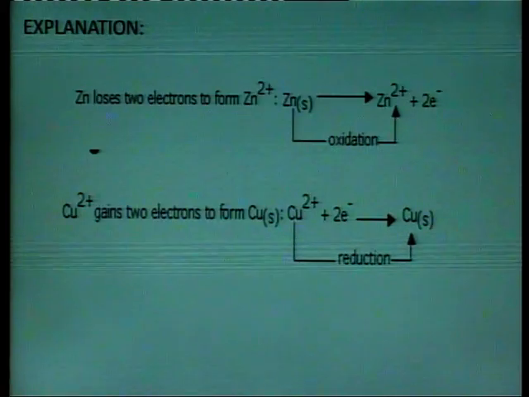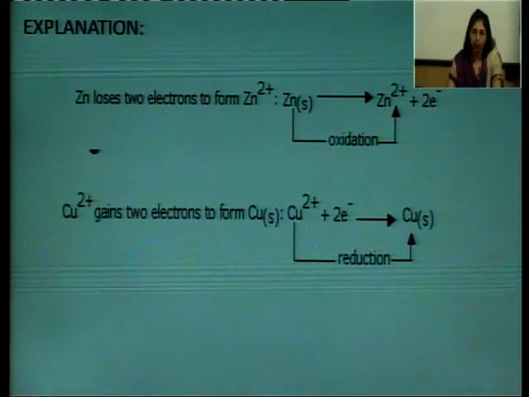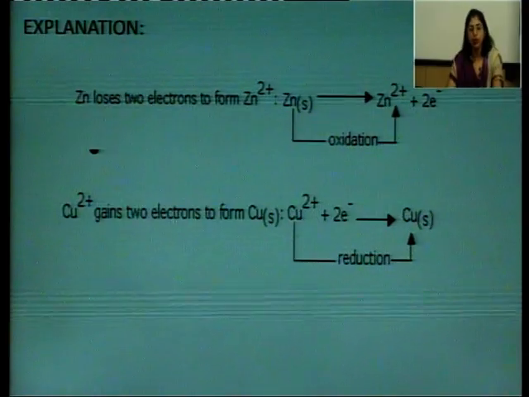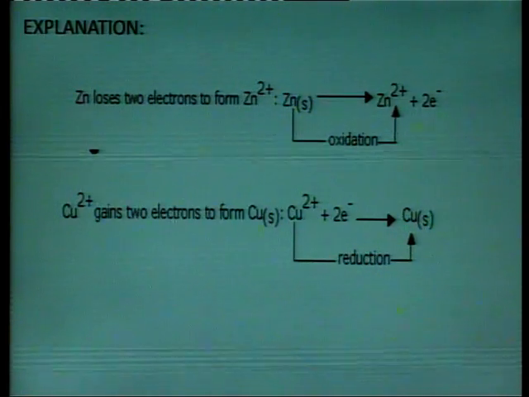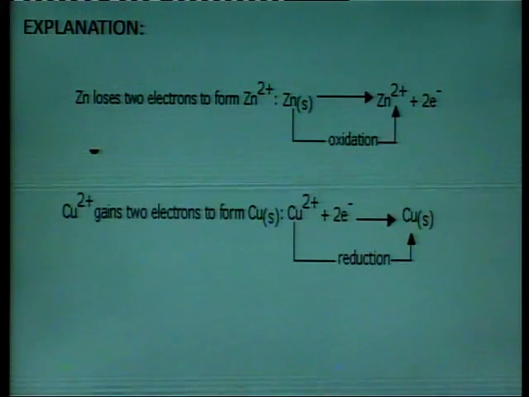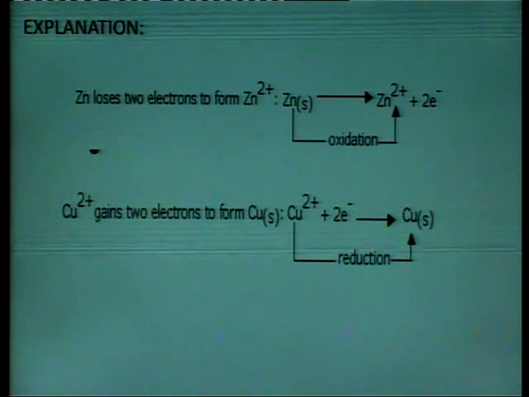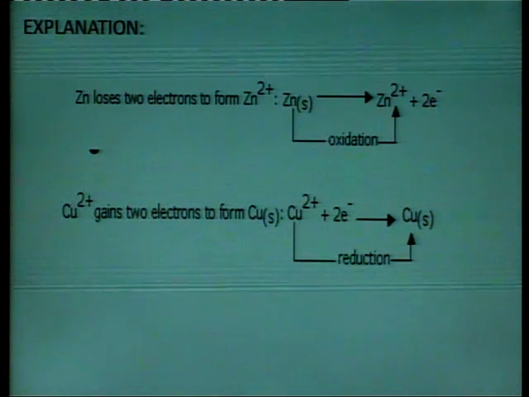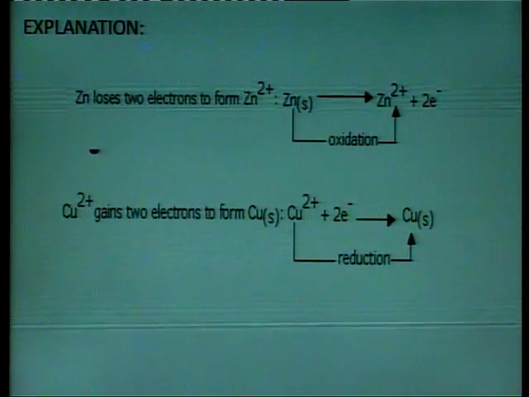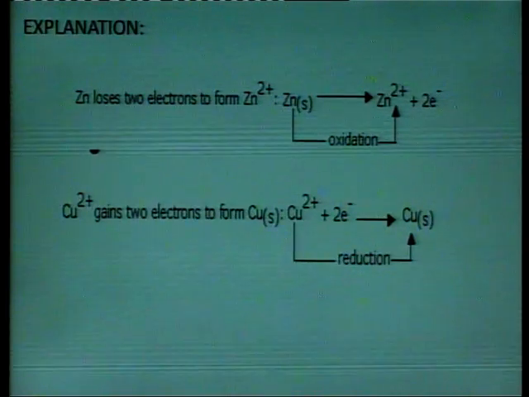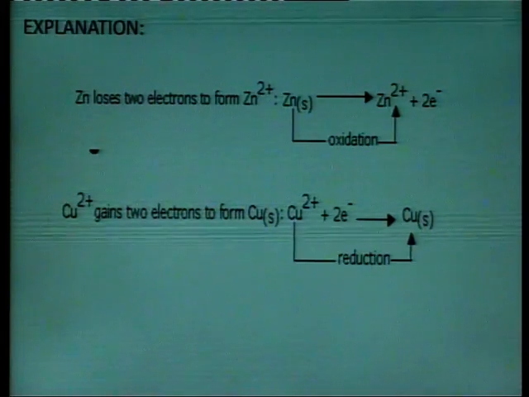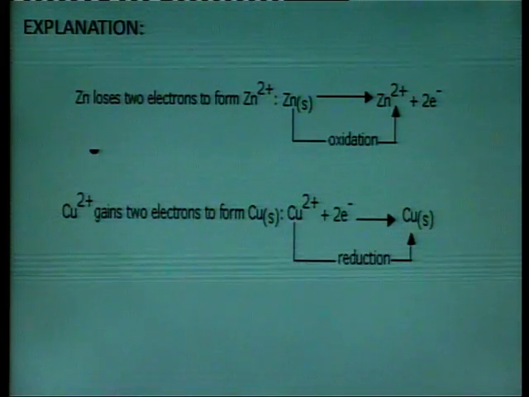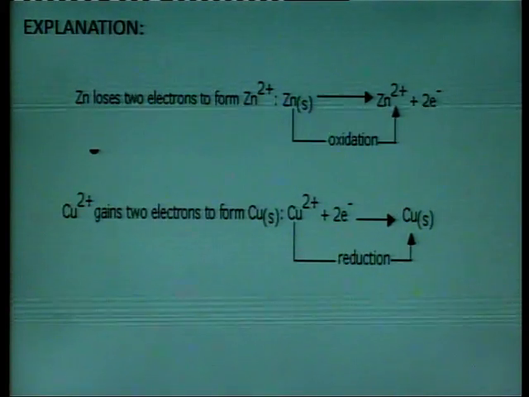In the first step, zinc loses 2 electrons to form zinc ions. That means it undergoes oxidation as shown in the reaction, that zinc changes into zinc ion plus 2 electrons. So, this is the first observation, that zinc loses its weight. This is due to the process of oxidation, because zinc is changing into zinc ions.